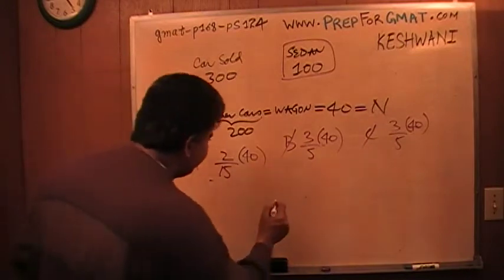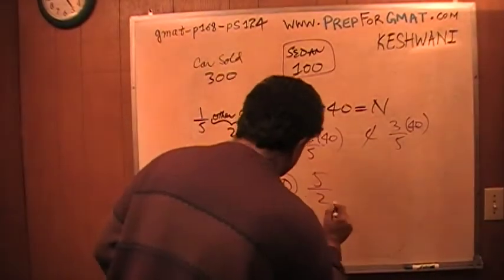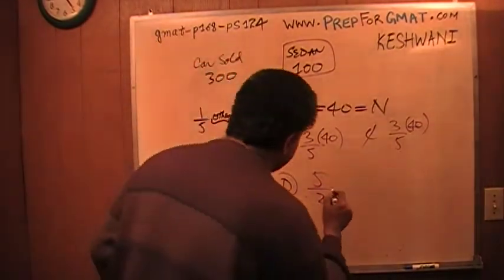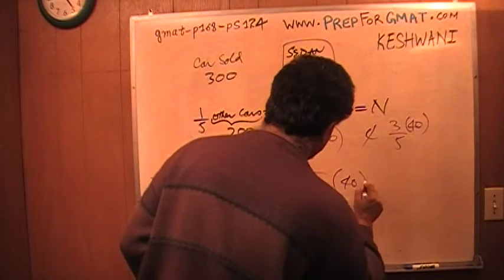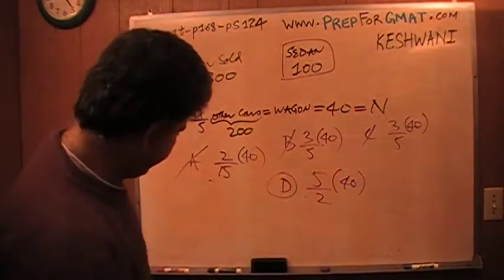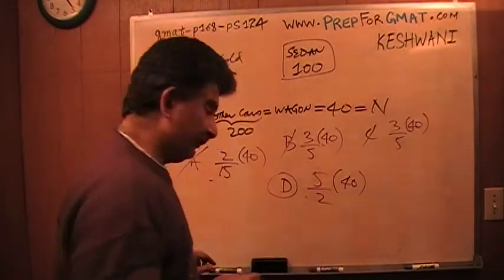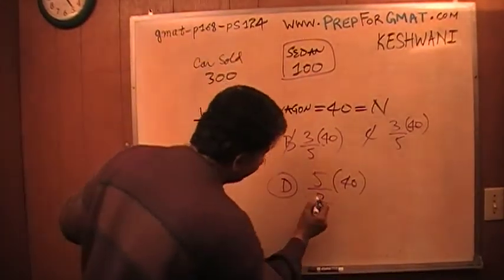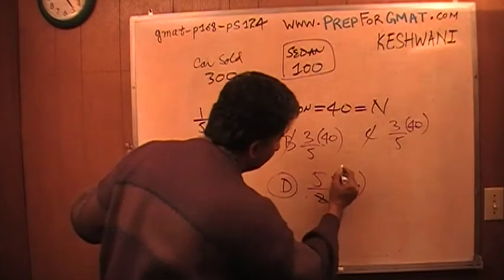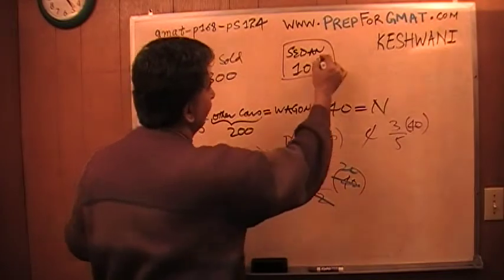Let's keep on going. D says 5 halves times n, which is 40. Let's see what that gives me. Notice I'm changing color. Something must be going on here. 2 goes into 40 20 times, and 20 times 5 is, voila, 100, right there.